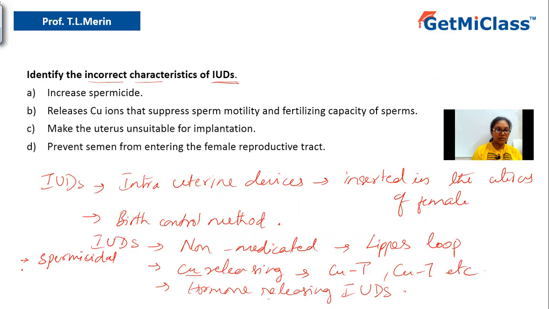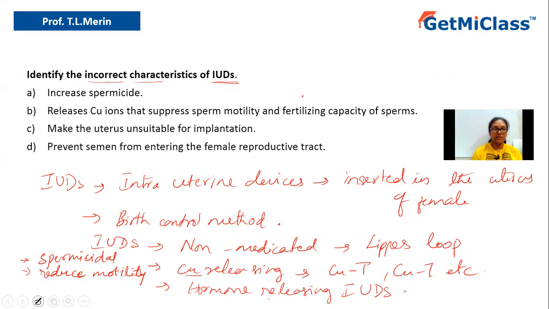Then apart from killing, it will reduce the motility of the sperm. If the sperm is not able to move, then it may not reach the egg for fertilization, right? So these are the two major reasons why these IUDs are used.